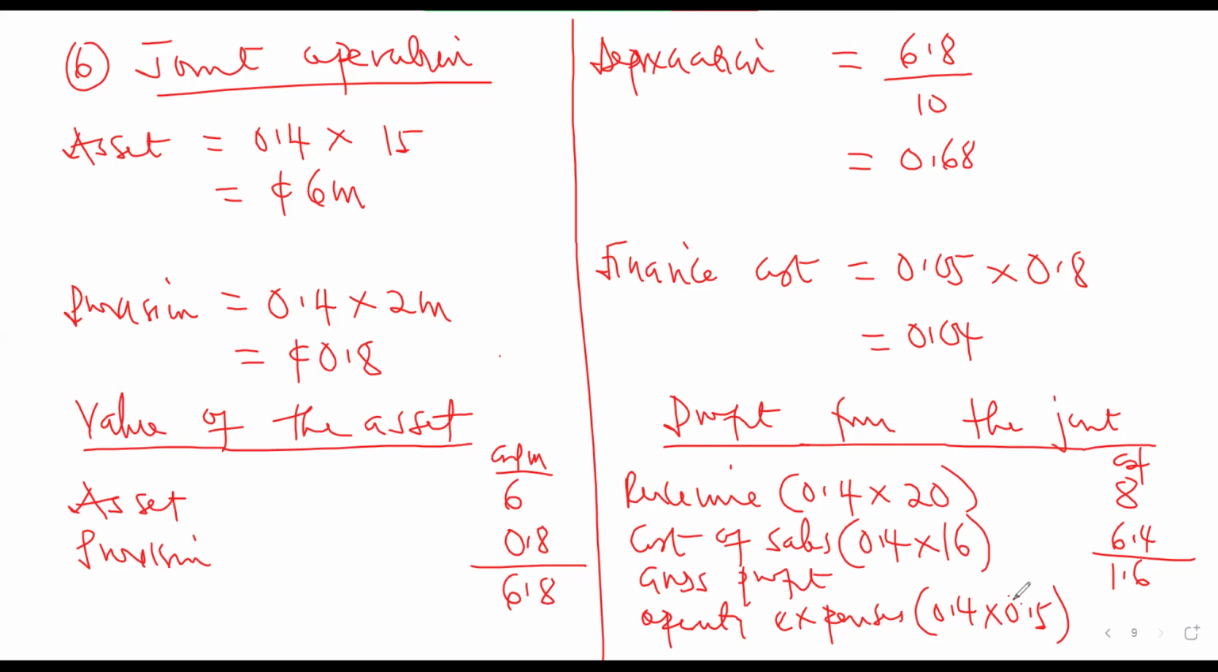0.2. Okay. So we have 0.02. But what is happening? We are having a depreciation relating to the joint operation. We are having finance costs. So you can bring all of them over here to know your actual profits.